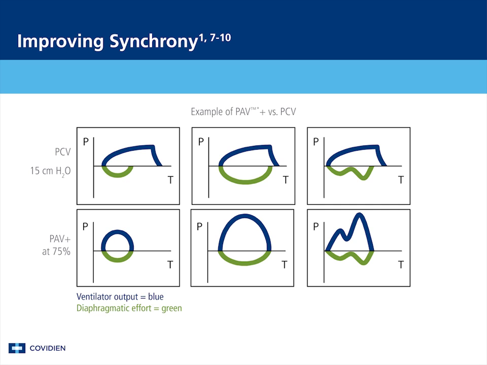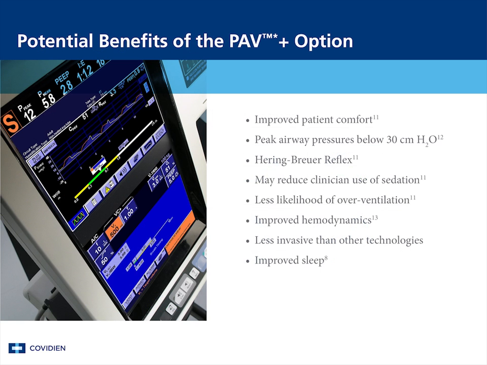There are several studies, all performed with different methodologies, that indicate the synchrony improvement associated with proportional assist ventilation. Improved patient comfort as a result of improved synchrony is just one of the benefits associated with using the PAV Plus option. A study by Zirachaki observed low peak airway pressures, which stayed below 30 centimeters of water in 98.2% of measurements. This is attributed to a physiologic control mechanism called the Hering-Breuer reflex, which may protect the lung against overdistension.